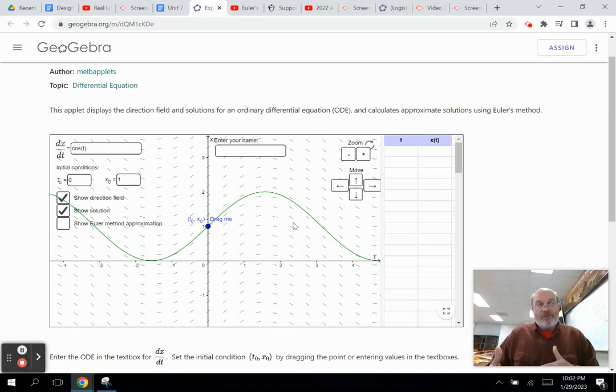And in a few minutes, we get to Euler's method. We will show you how that works on this applet as well. It's really pretty cool. As a matter of fact, speaking of Euler's method, I want to take you to the next little video clip I have for you.